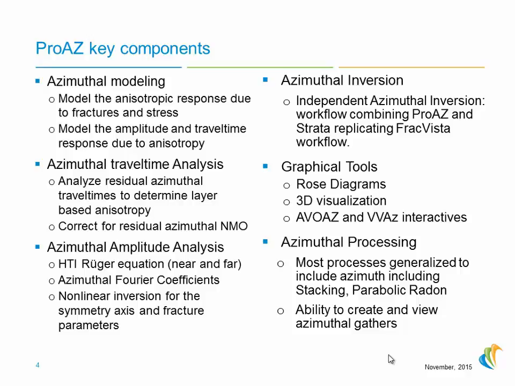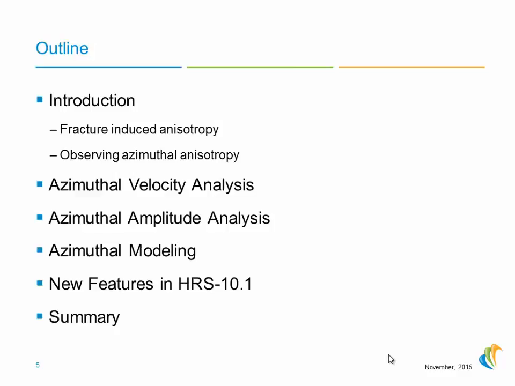And then we've provided some different graphical tools to view the azimuthal data, and we've extended many of the processes to include azimuths. So you could, for example, do radon on azimuth sectors, or you could do azimuth stacks and then analyze that, or generate different azimuthal supergathers. And we call these common offset, common azimuth gathers, and we'll talk briefly about that.